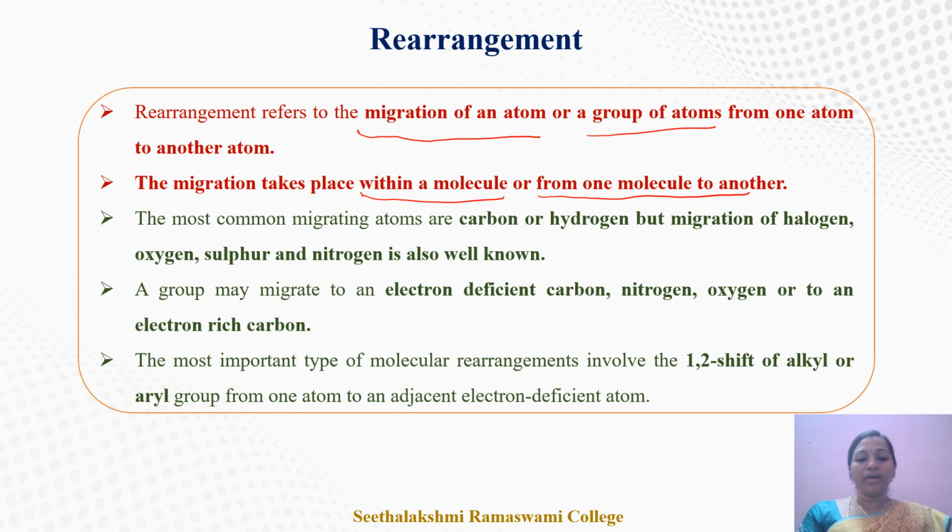A group may migrate to an electron deficient carbon, electron deficient nitrogen, electron deficient oxygen, or to an electron rich carbon. The most important type of rearrangements involve 1,2 shift of an alkyl or aryl group from one atom to the adjacent electron deficient atom.